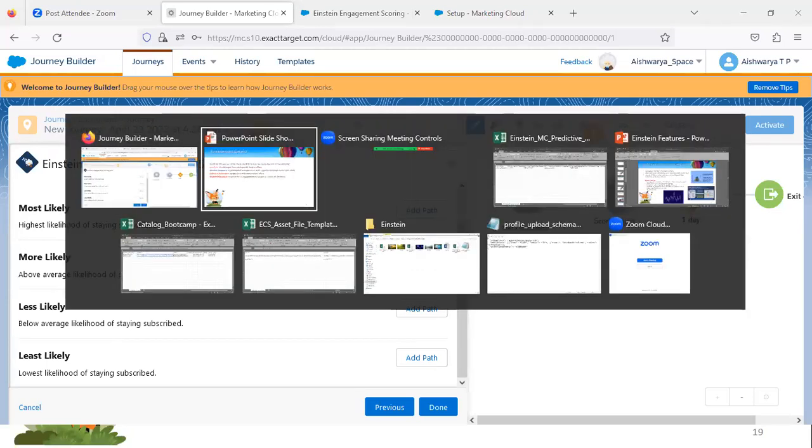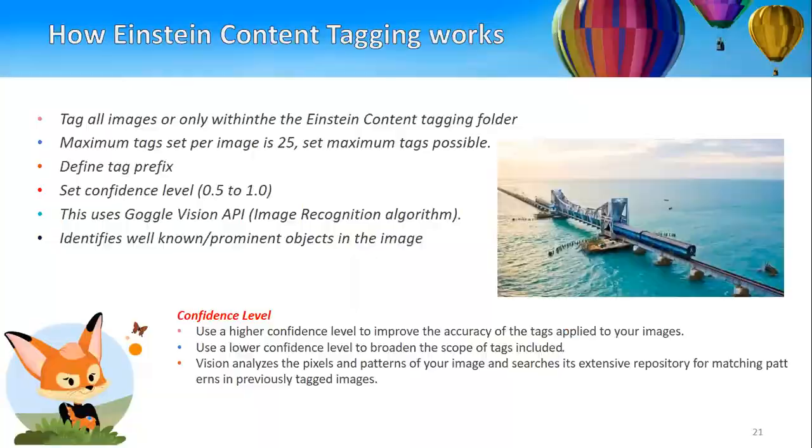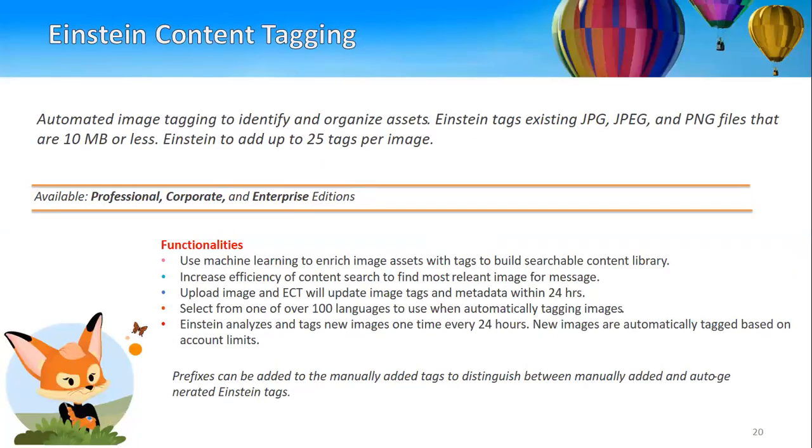Last one we have is this Einstein content tagging. So Einstein content tagging is like an automated image tagging to identify and organize assets. Einstein tags existing JPG, JPEG, and PNG files that are 10 MB or less. It adds up to 25 tags per image. And again, it is available in all these editions.